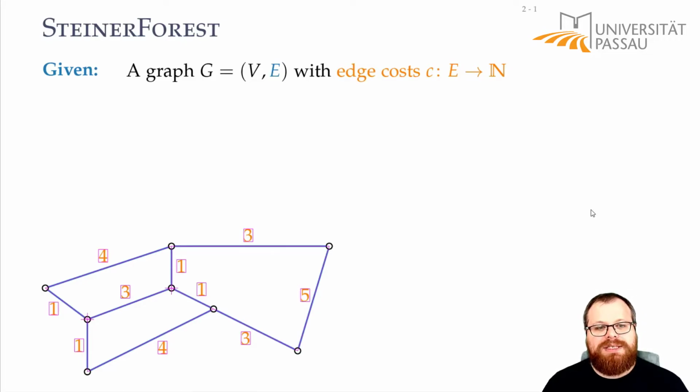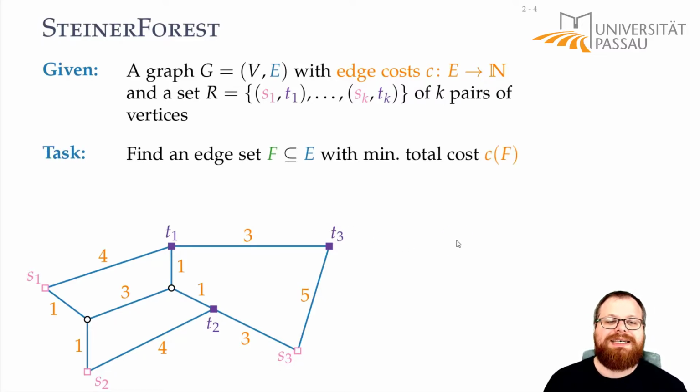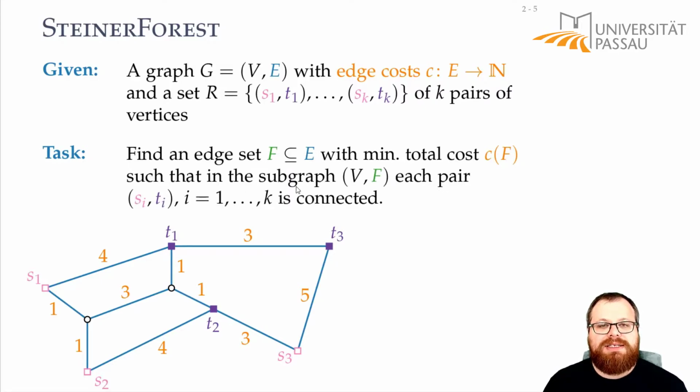In Steiner forest we are given a graph with edge costs. And also we have a set of k pairs of vertices S1T1 up to SKTK, like here. So we have one pair S1T1, one pair S2T2, and one pair S3T3. And what we want to find is an edge set with minimum total cost, such that in the subgraph that's spanned by the edges, all of these pairs are connected. So in this case, this would be the solution.